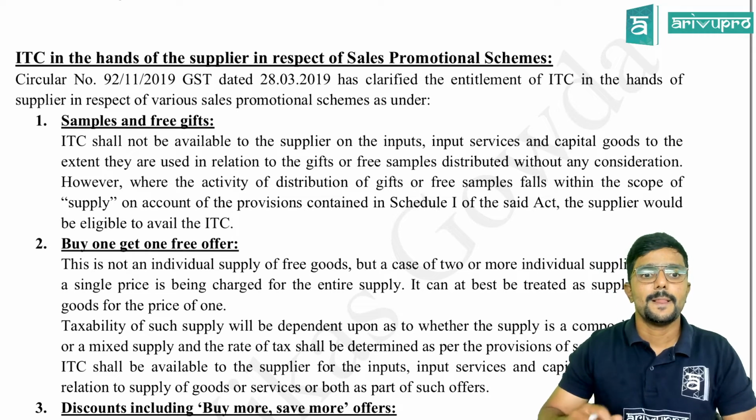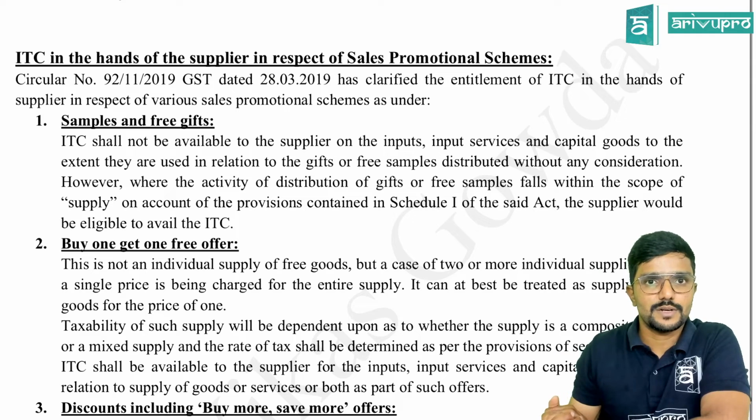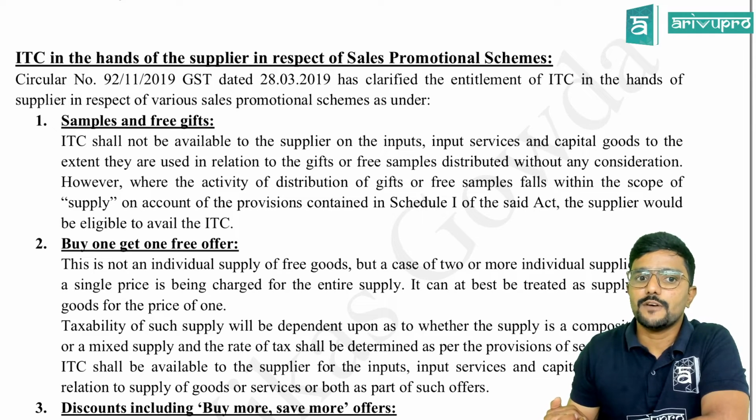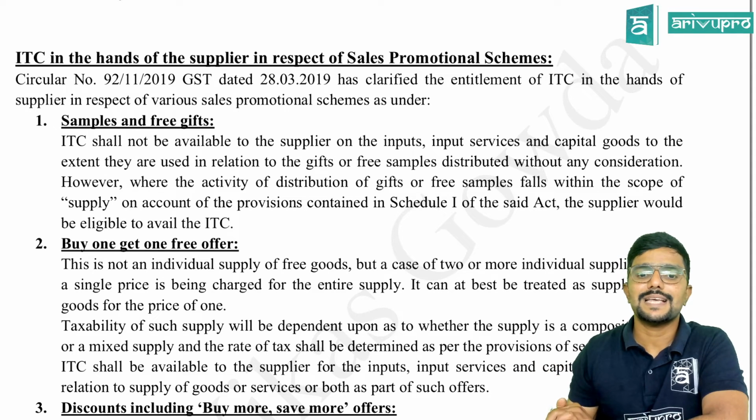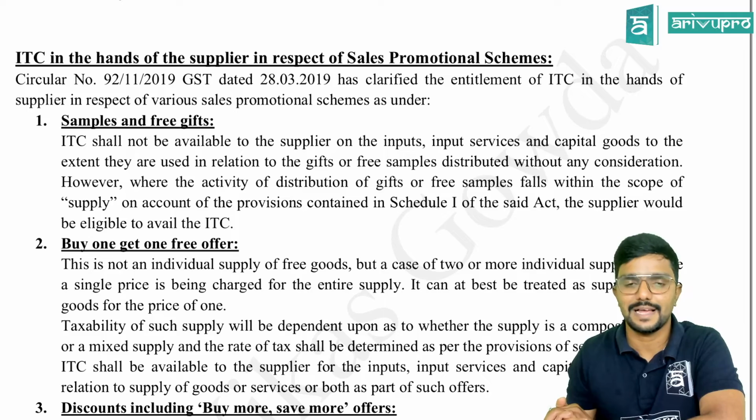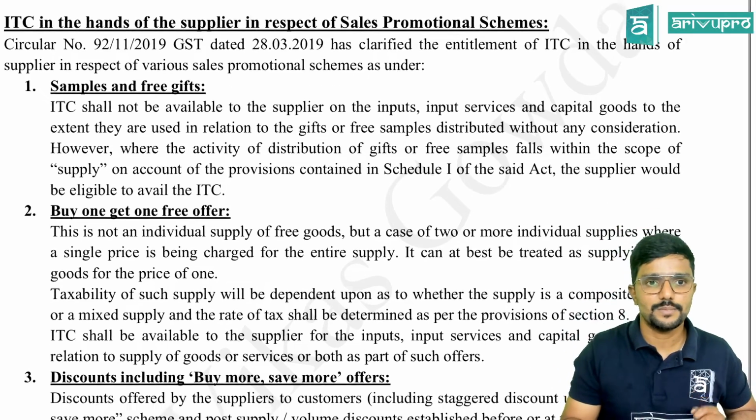Chalo. Let us just finish this and close the class for now. ITC in the hands of the supplier in respect of sales promotional schemes. Circular number 92/11/2019-GST dated 28th March 2019. You do not need to remember all this. It has clarified the entitlement of ITC in the hands of the supplier in respect of various sales promotional schemes as under. What are those? One by one.